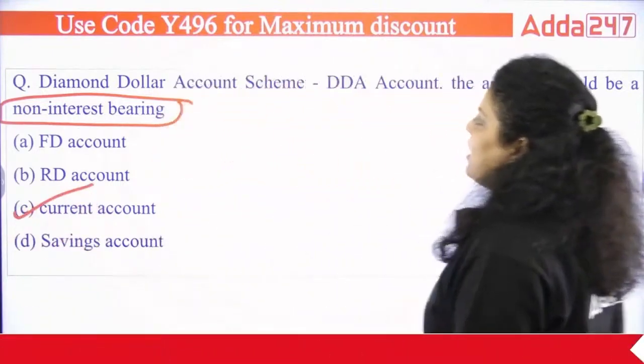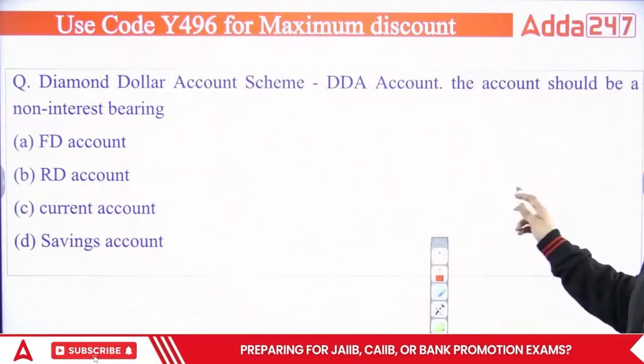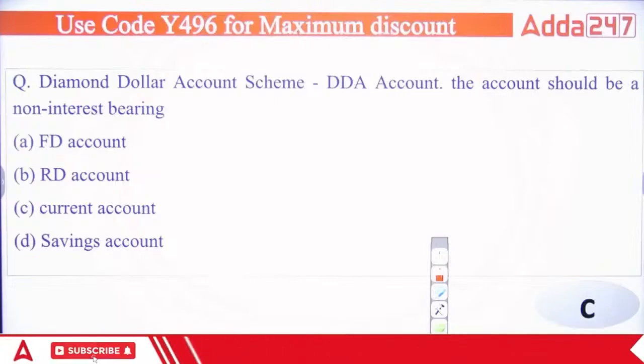So in the Diamond Dollar account scheme, the account should be a non-interest bearing account. That will be in the form of a current account. So the right option will be C. Okay, the right answer will be the C option.